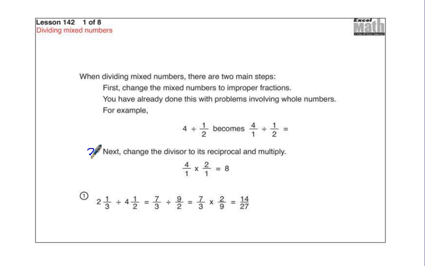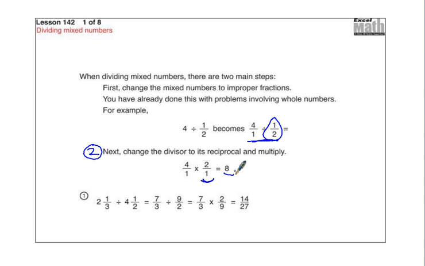Next, the second step after you change it to improper fractions, change the divisor to its reciprocal and multiply. So you flip the second fraction, the divisor, and take the reciprocal of that number, which is 2/1, and then multiply and you get 8. Because 4/1 times 2/1 is equal to 8.